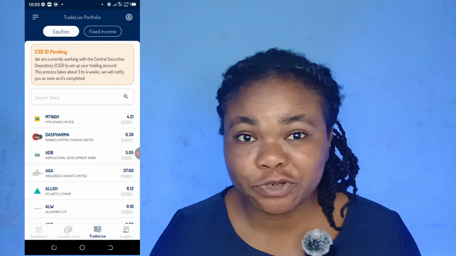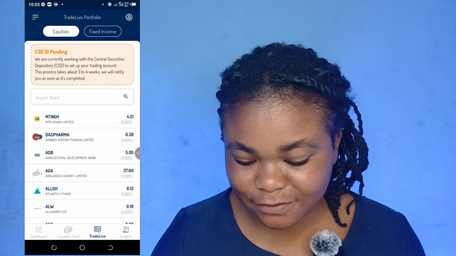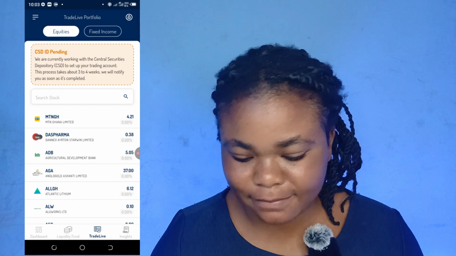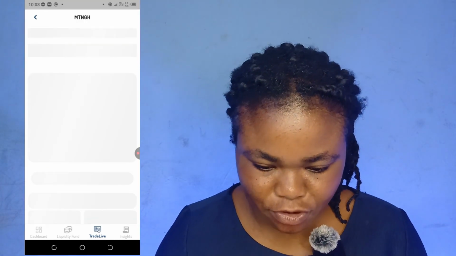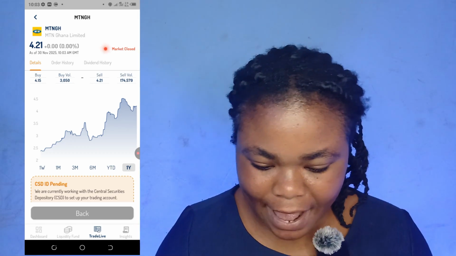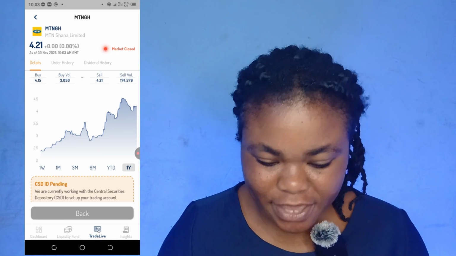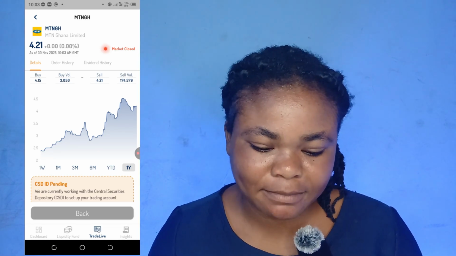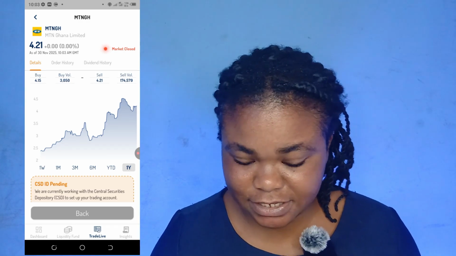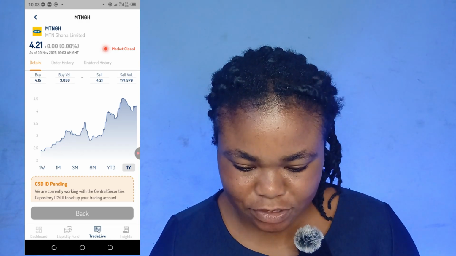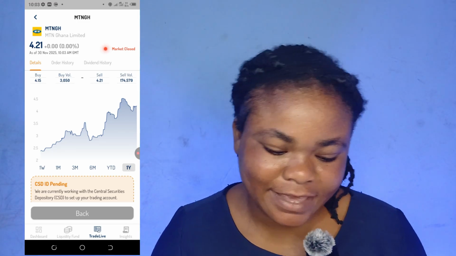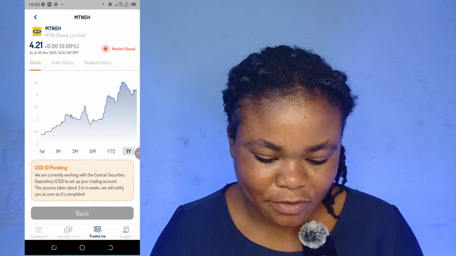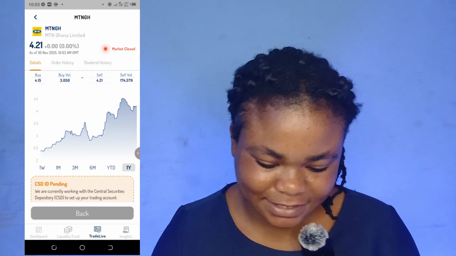I will use MTN shares for example. If you want to buy MTN shares, you click on MTN shares, so that you know the price and everything on it. Here the price of the MTN share is 4 cedis, 21 pesewas. If you want to buy MTN shares, here we have buy, and then sell.